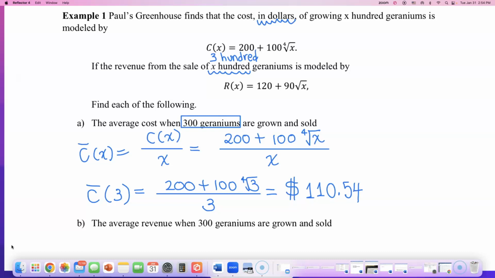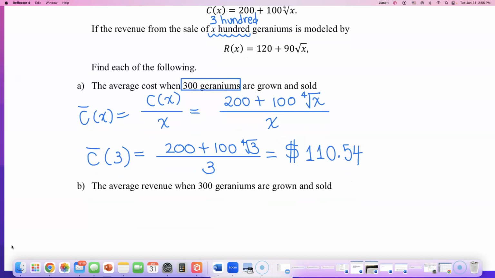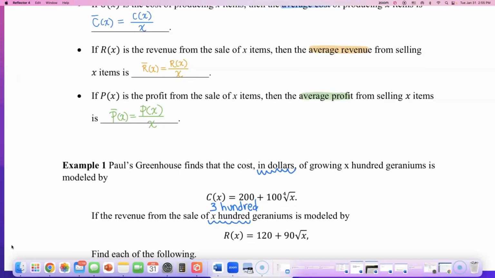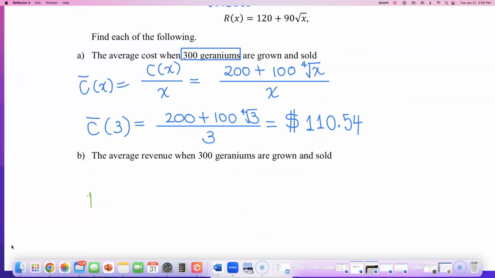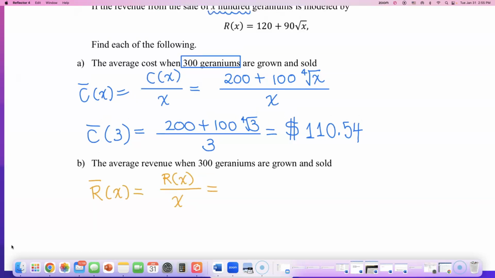All right. Next one, they want us to find the average revenue. So what we're gonna have to do is find, I think I use orange pen for this. Not that it matters, but I'm gonna find R bar of X, the average revenue function, which is the total revenue divided by X. Okay. So what was the revenue function? This one right there. So that's gonna be the top of the fraction. 90 times X all over X.